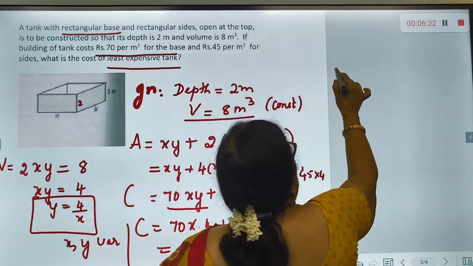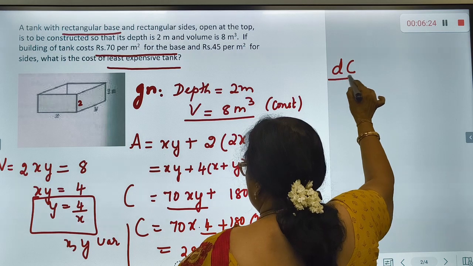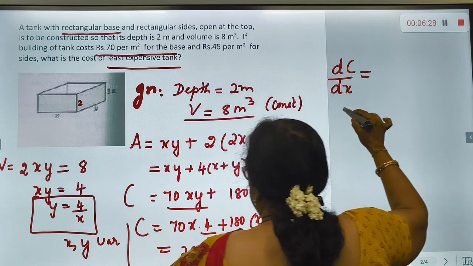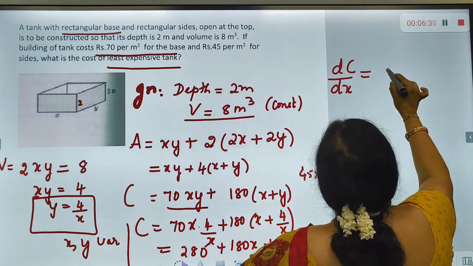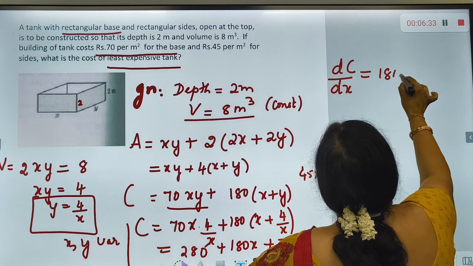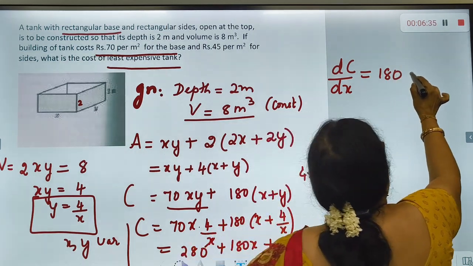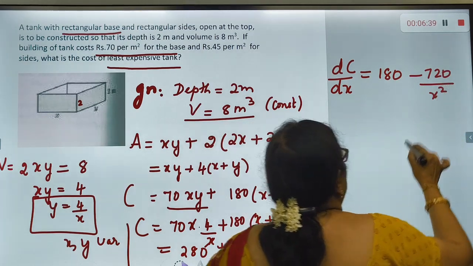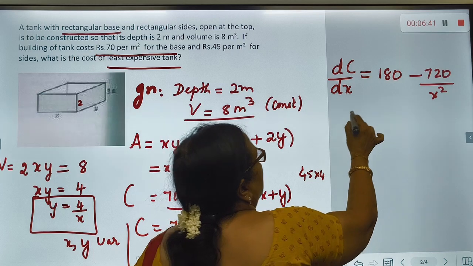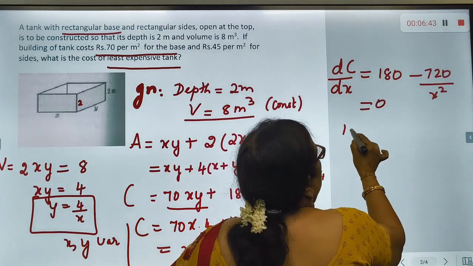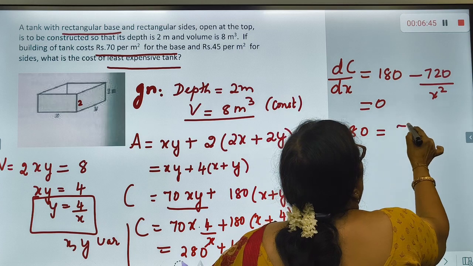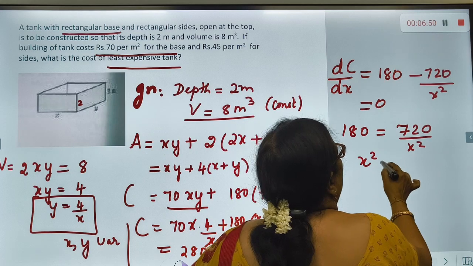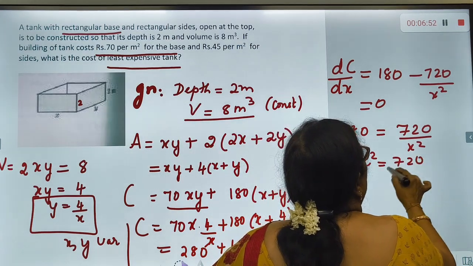Now we have to find the critical point. So what is dc by dx? dc by dx will be derivative of 280 is 0, 180x is 180, and this one will be minus 720 by x square. Derivative of 1 by x is minus 1 by x square. Equate it to 0. So 180 equal to 720 by x square, or x square equal to 720 by 180.